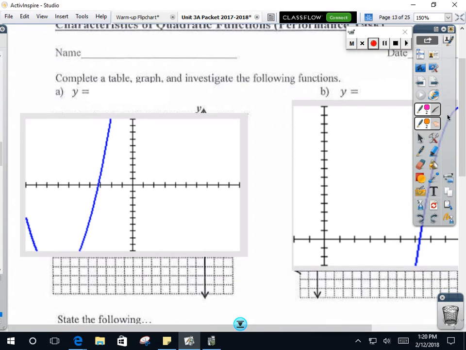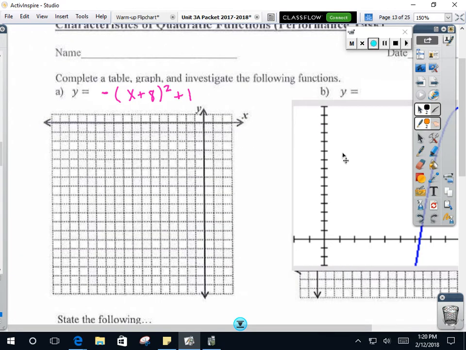Okay, your equation for A was y equals negative, parenthesis, x plus 8 squared plus 1. Is that right? Now, we already wrote down the fact that that made it shift left 8. Whoa, this isn't the right graph then. Sorry, that was from another period. Okay, let me redo them.